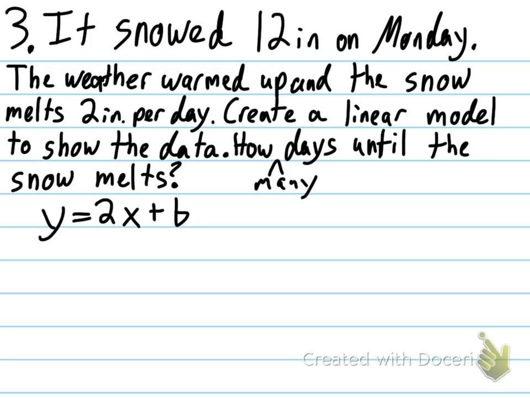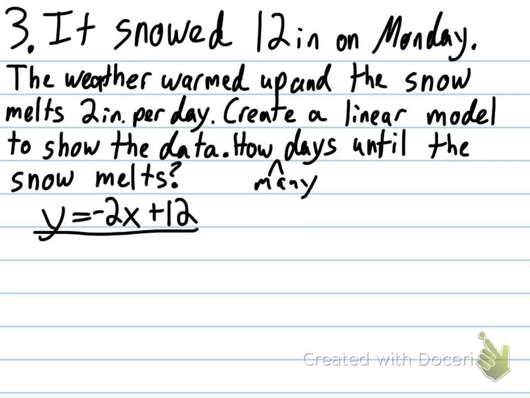except let's think about it. If something's melting, it's getting smaller. So if it's getting smaller, it's probably not going to be positive, it's probably going to be negative. So it's negative 2x plus b. Well, our b is going to be where we start, and the amount of snow that we started with was 12 inches. So our b is going to be 12. So here's our linear model, and we want to figure out how many days until the snow melts.